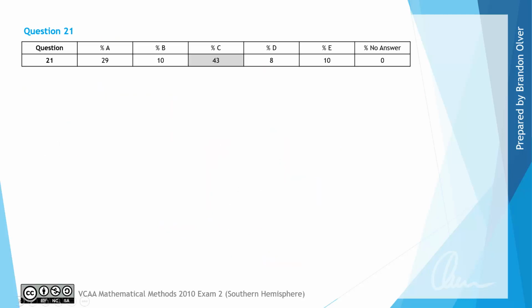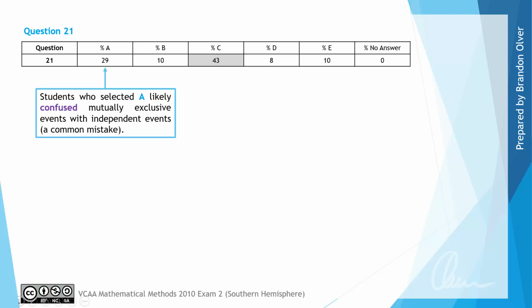From the examiner's report, we can see that this question did challenge the students in this particular examination, with only 43% of students getting the correct answer for that question. And we can see here that option A was a common incorrect answer, with 29% of students giving that as their answer. And for the students who did select A, they likely confused mutually exclusive events with independent events, which is a common mistake to make when attempting problems like this.